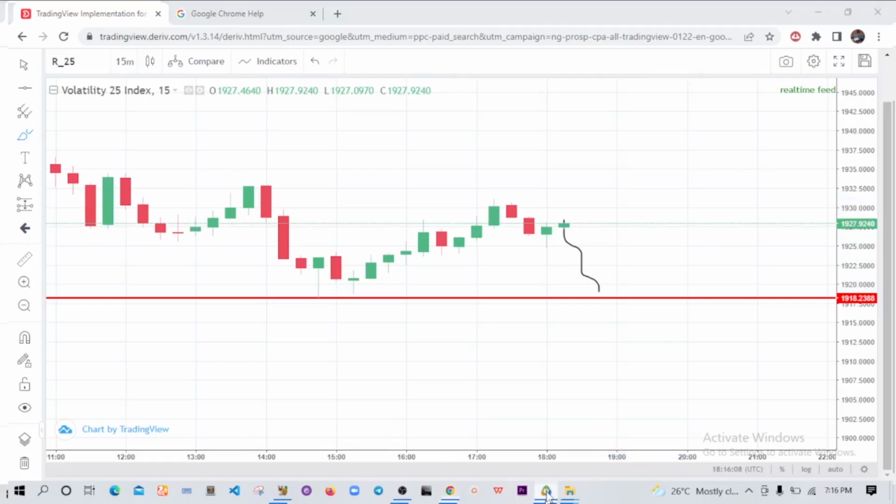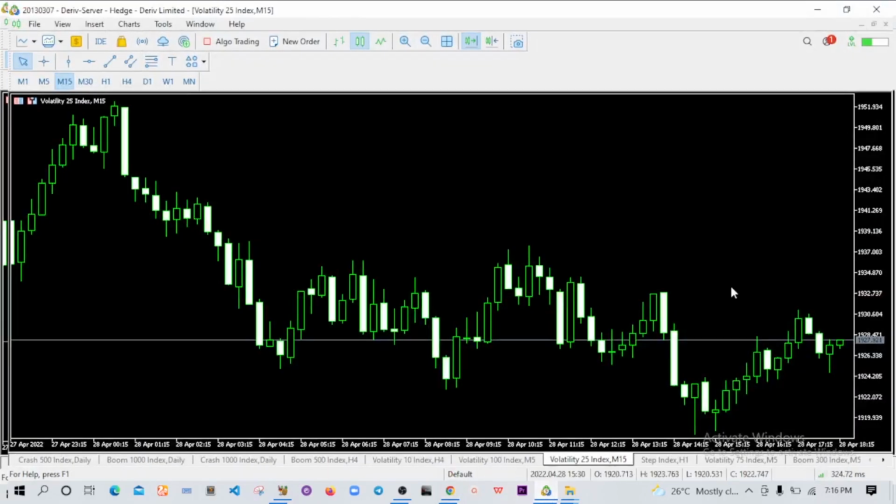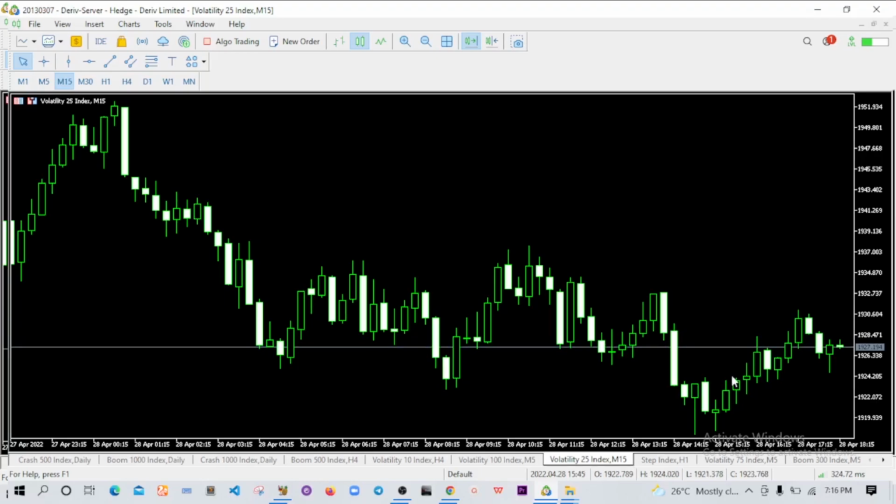So I think I'm going to enter this trade at this point. I think I need to use my phone for this trade. I wanted us to do it together.